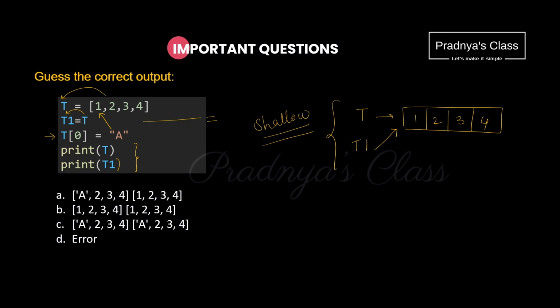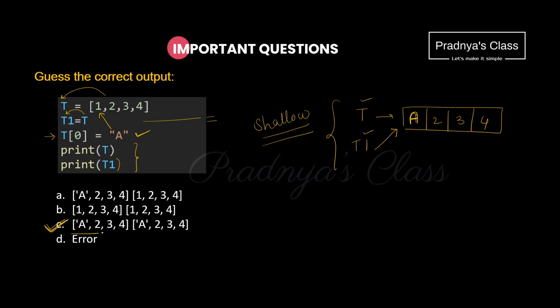New lists did not get created. If we are changing the original list, the changes will reflect in the copied one too. With this statement, we modified the element which is at index 0. Now you can guess the output. If we print t and t1, what will we get? Very good. We will get the output as C.